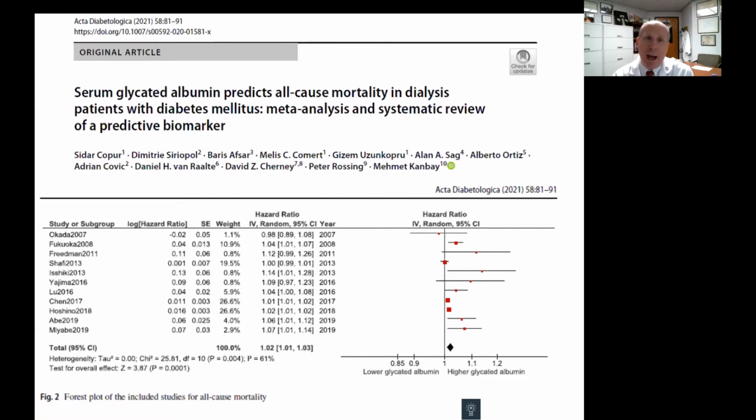This study had almost 26,000 patients in it. And I'm pleased to show you that one of our reports was included in this meta-analysis, and I will take you through this study. Long story short, the higher the glycated albumin, the higher the all-cause mortality in patients on dialysis. So it bore out its promise.